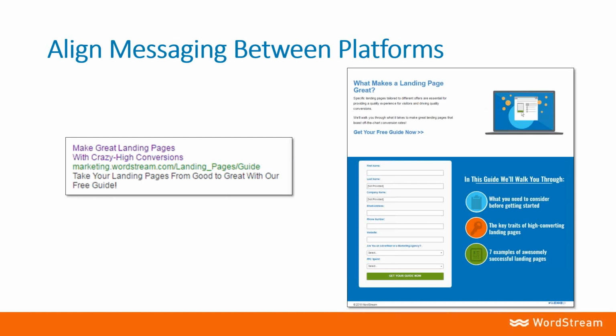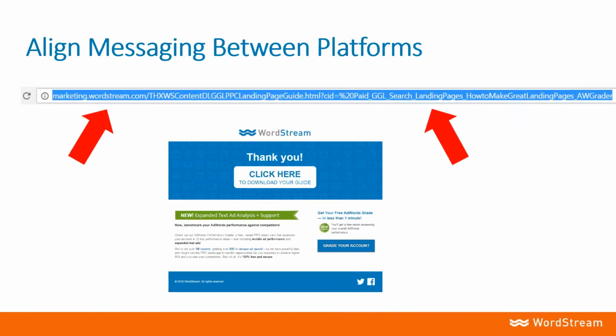So this is a good example of something Alan and I talked about: taking AdWords and Facebook and having them work together seamlessly. This is a great example of that. This is an example of a text ad in AdWords for how to make great landing pages, which is a piece of content. So you can see the text ad on the left there, and then on the right, the subsequent landing page.